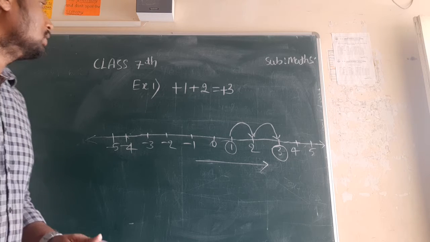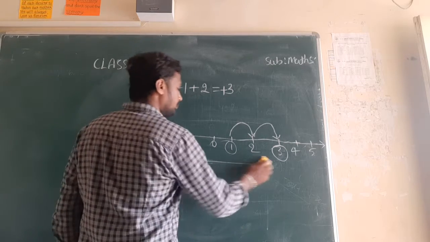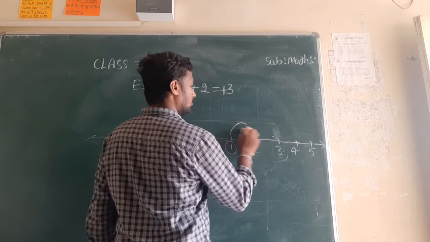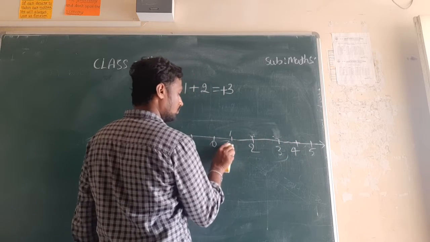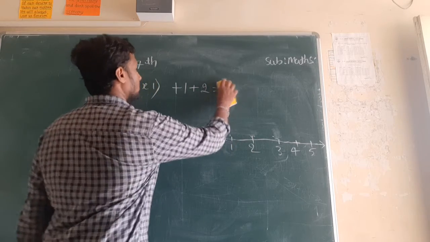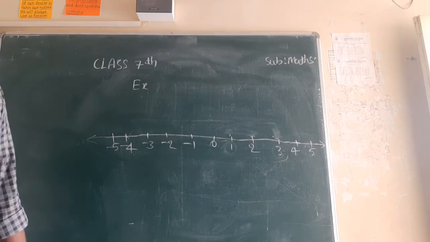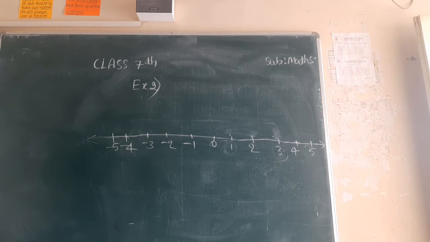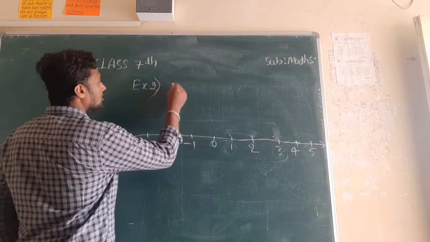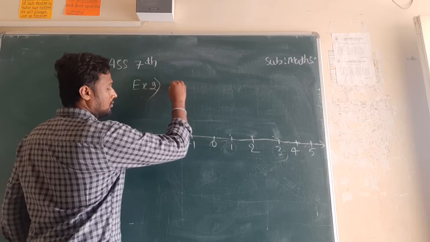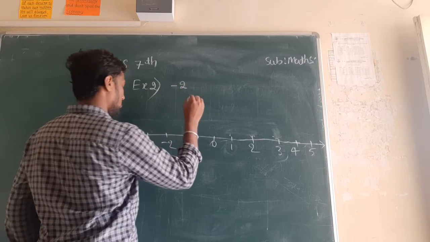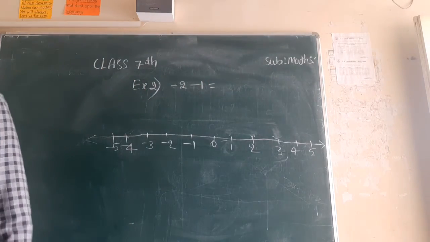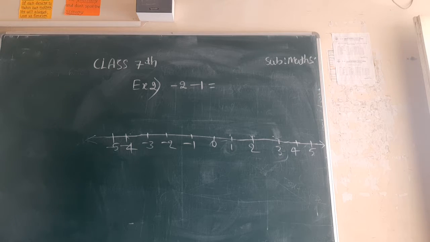Now I will continue. So here I will consider one more example now. Next example, here I will consider -2 -1. -2 -1. So here we have two negative integers.